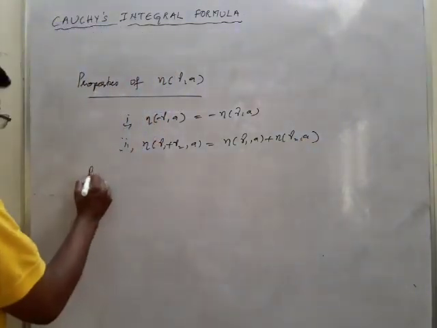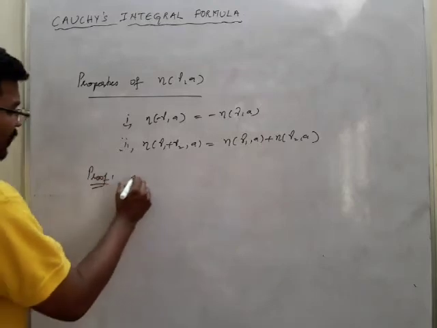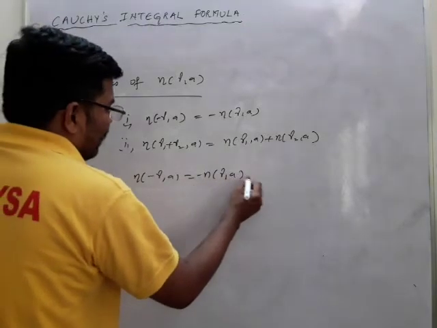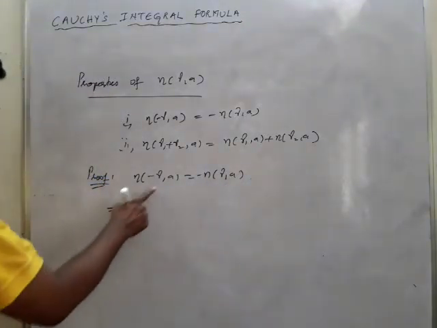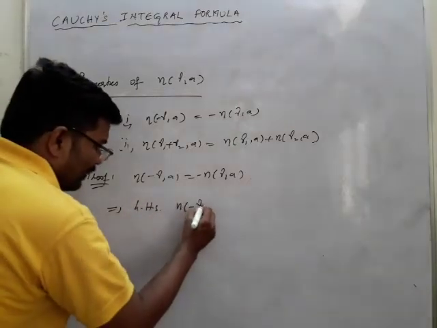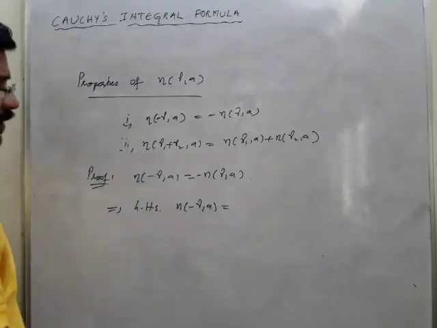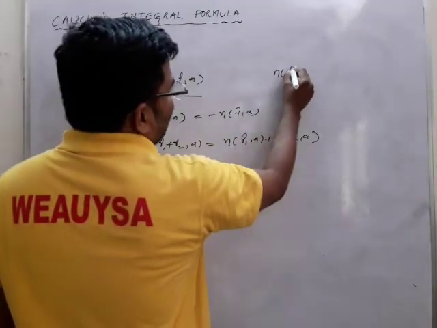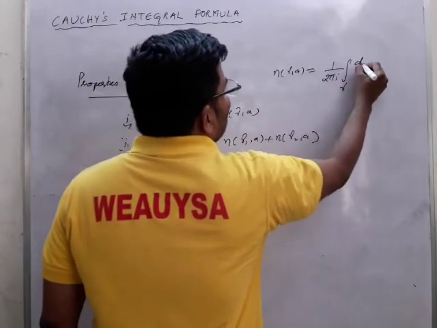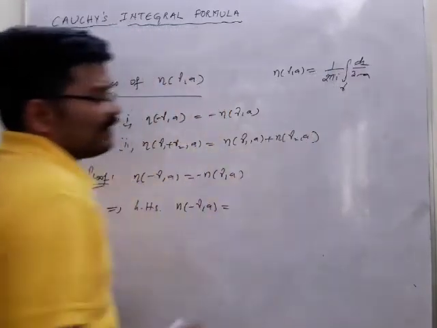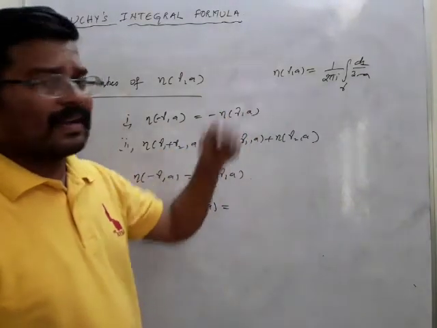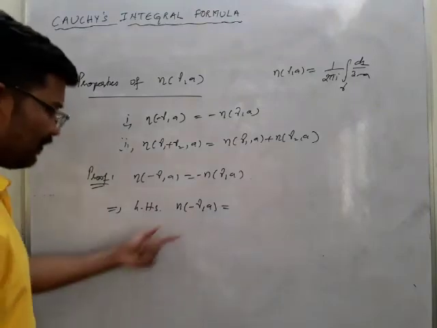Now, how to do the proof of the first property: n(−γ, a) = −n(γ, a). First we take the LHS. LHS is n(−γ, a). Now according to the formula, what is n(γ, a)? n(γ, a) = 1/(2πi) ∫_γ dz/(z − a). This is the winding number of gamma with respect to a. So the same thing we will write here.